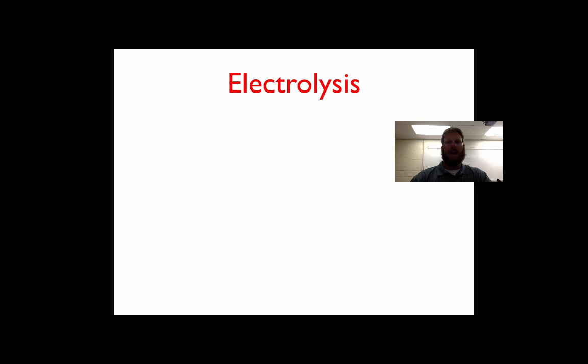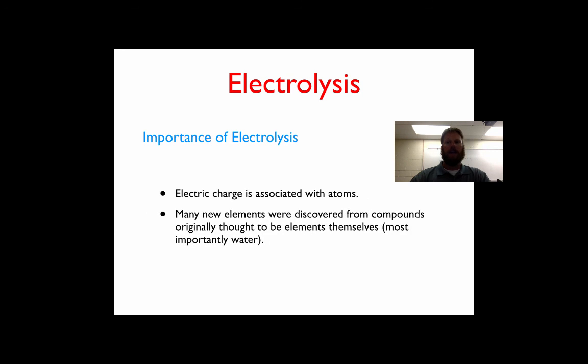So, what the heck does electrolysis have to do with atomic theory? Electrolysis proved that there is some type of chemical charge associated with atoms. Maybe atoms are made up of smaller things that have charge associated with them. Also, it led to the discovery of many new elements. It proved that many substances that were thought to be elements were actually compounds, most notably water. Water was thought to be an element, but electrolysis proved that it was actually composed of hydrogen and oxygen. These metals, listed at the bottom, were also discovered using electrolysis.